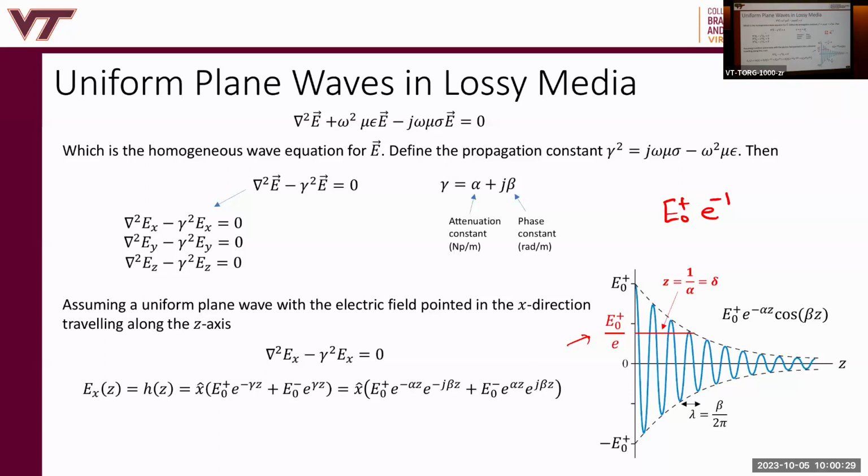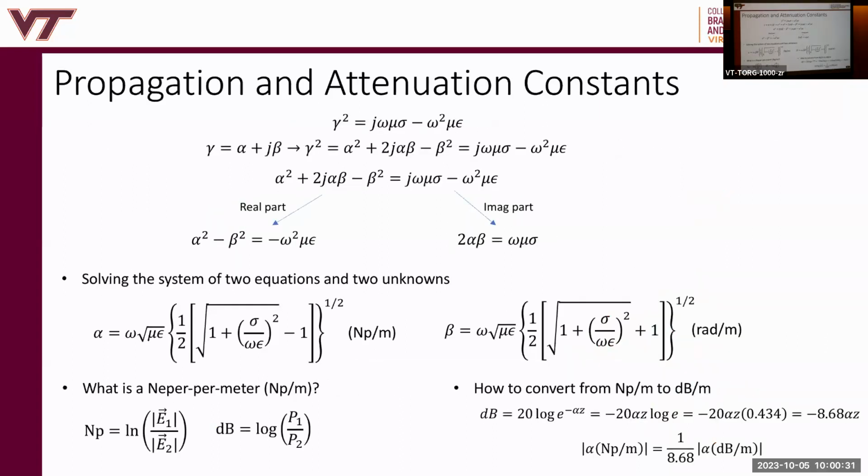Okay, so let's dig into this a little bit more. We have gamma squared, which is the complex propagation constant, j omega mu sigma minus omega squared mu epsilon. Let's break it into its real and imaginary parts, right? So we say that gamma has a real and imaginary part, alpha and beta. And if we square this gamma, then we get alpha squared plus 2j beta alpha minus beta squared, right? So now we can compare this right-hand side to that one up there, and we can start identifying the various terms, right?